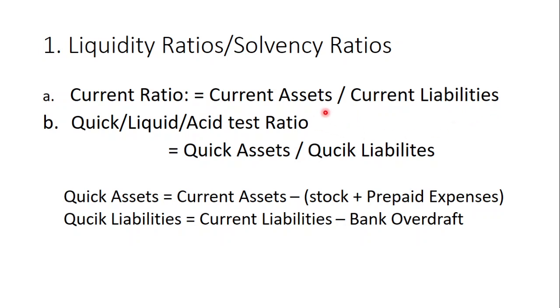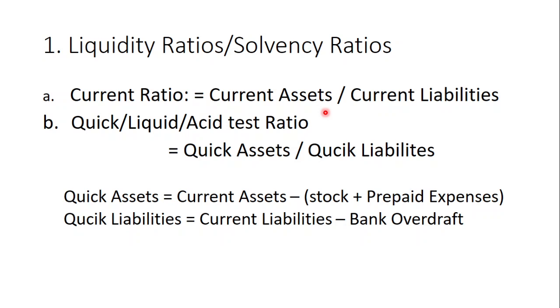So we know about the current assets. Current assets are assets like cash, cash in hand, cash at bank, stock, bills receivable, debtors. Outstanding income and prepaid expenses also come under the current assets. Then current liabilities. Current liabilities include creditors, bills payable, outstanding expenses, and such types of liabilities.